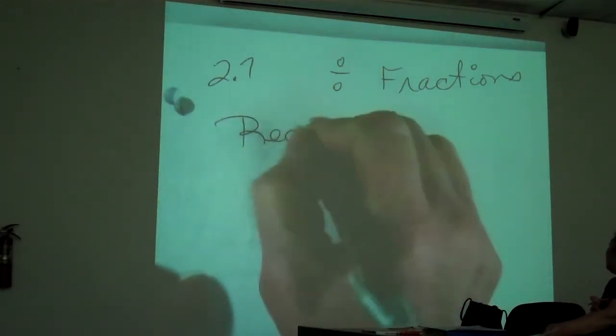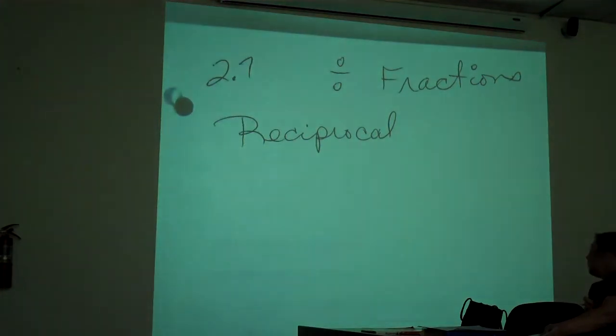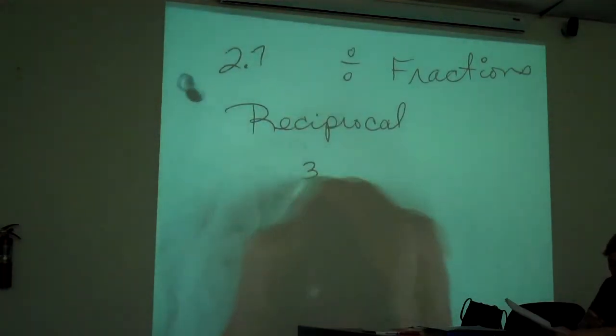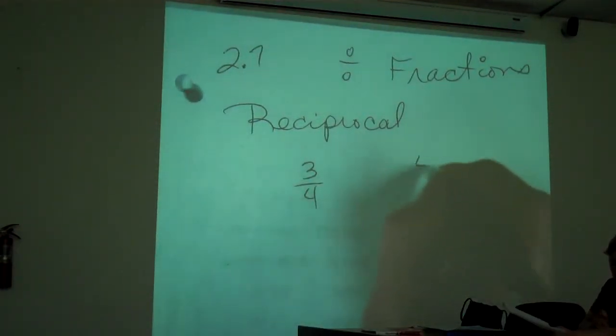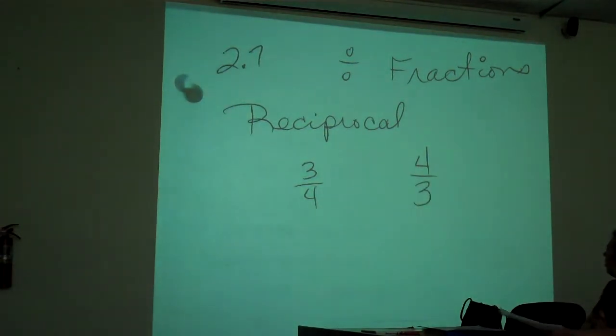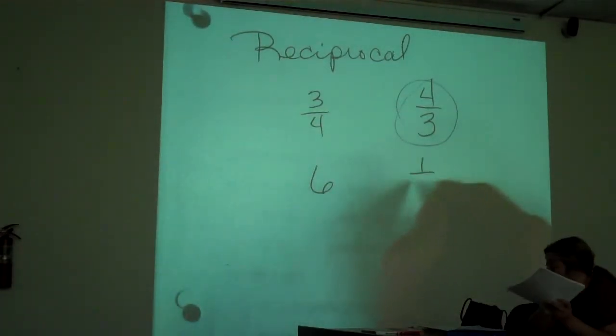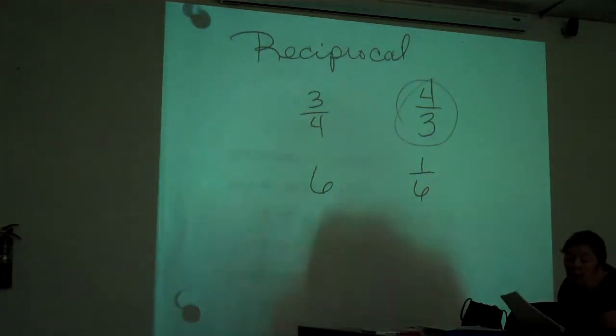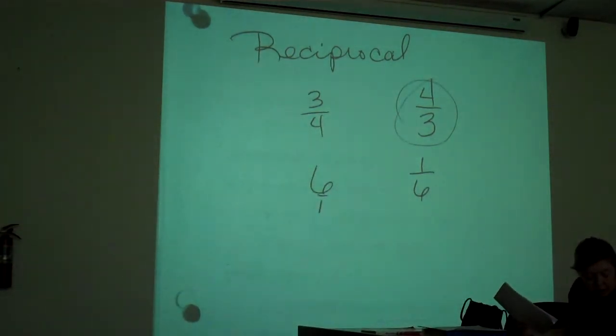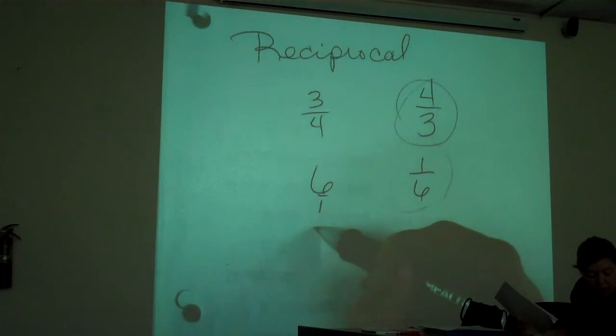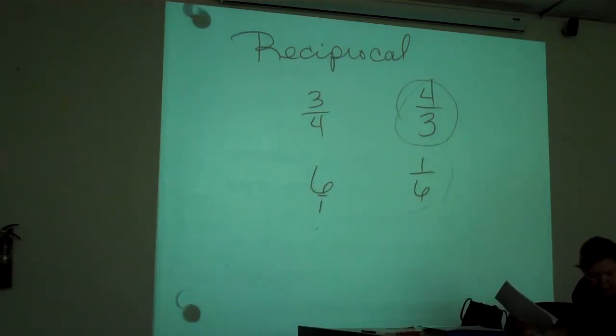A reciprocal is you just flip it over. If you have the fraction 3/4, the reciprocal is 4/3. Don't turn this into improper. Don't say 1 1/3. Just flip it over only. The reciprocal is just the number flipped over. If you have the number 6, just put 1 over 6, because 6 is 6 over 1, so the reciprocal is the 1 on top, the 6 on bottom.